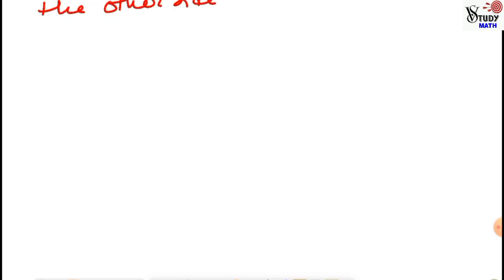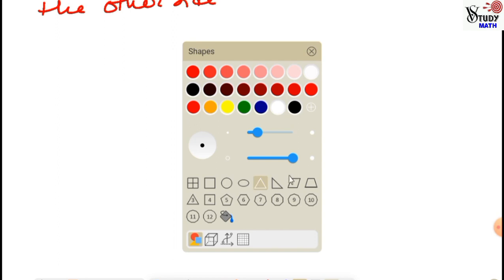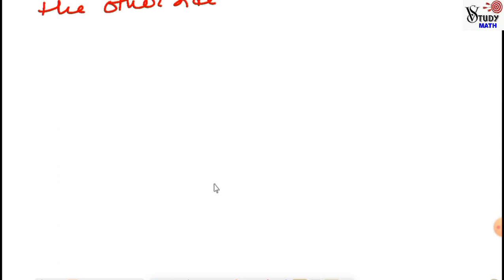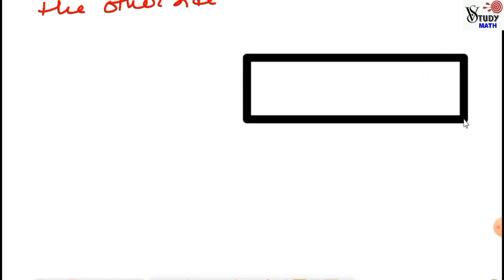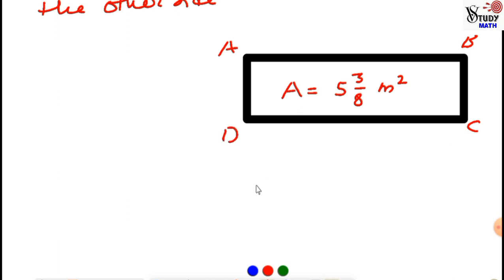So first I'll take a rectangle here. This is a rectangular shape. This is the rectangle we have, and it is given that the area of this rectangle is 5 and 3 by 8 meter square. Let this be A, this B, this C, and this D. My dear students, recall what you know about the rectangle: AB is equal to DC and AD is equal to BC. Why? Because the opposite sides of a rectangle are always equal.